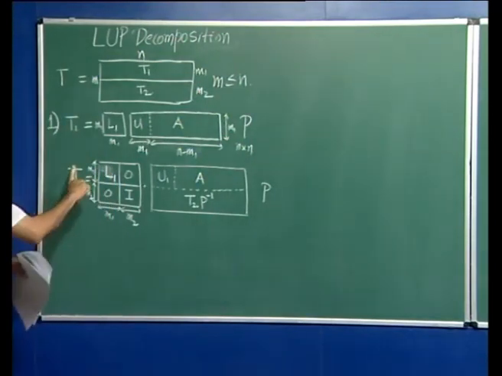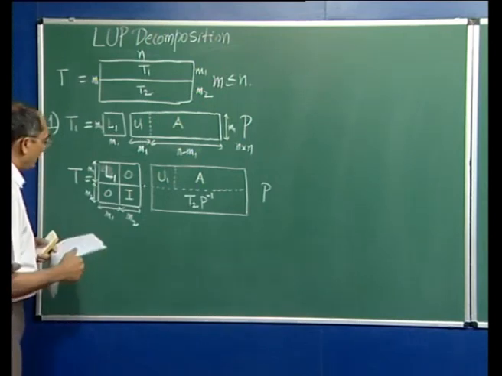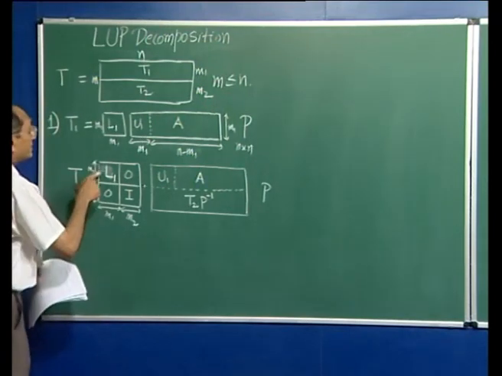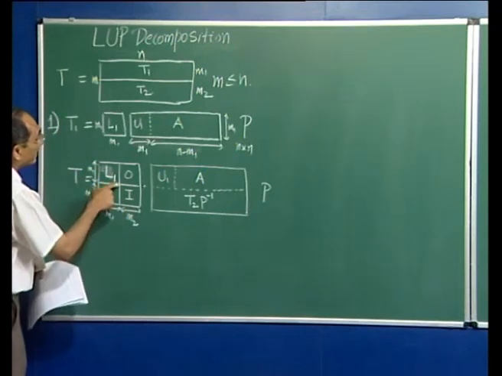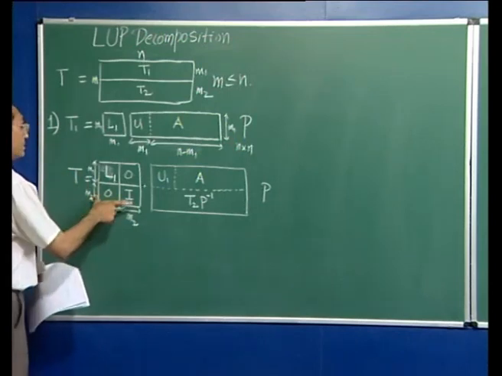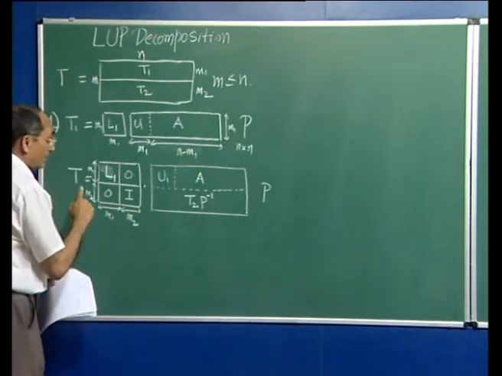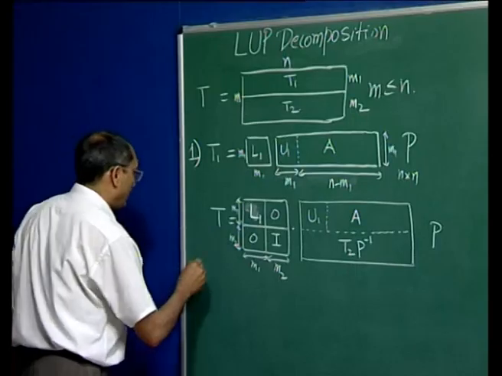So now this is a starting decomposition of T, but we have yet to go further. The reason is, this indeed is a lower triangular matrix, because this is lower triangular, this is the identity matrix which is lower and upper triangular, and this is 0, but this is not. So now we have to further modify.